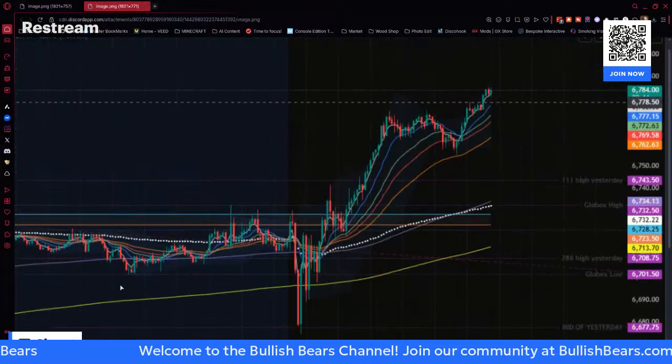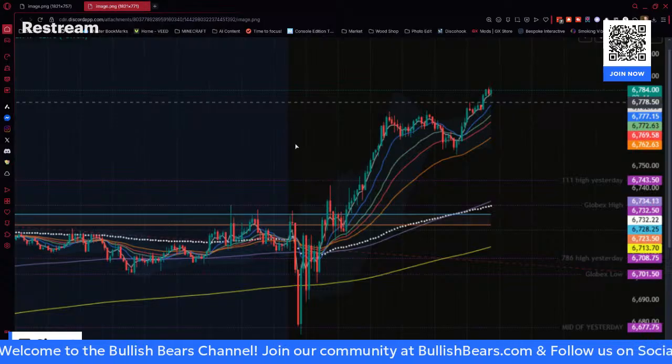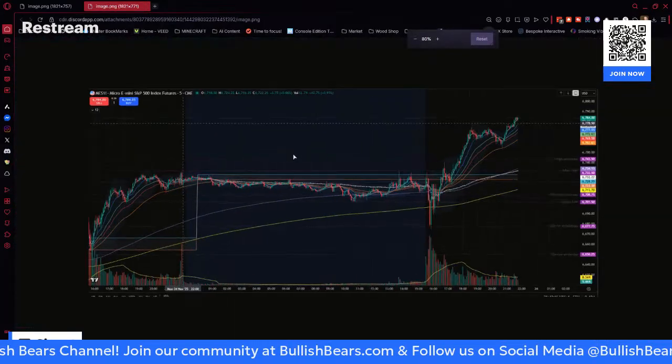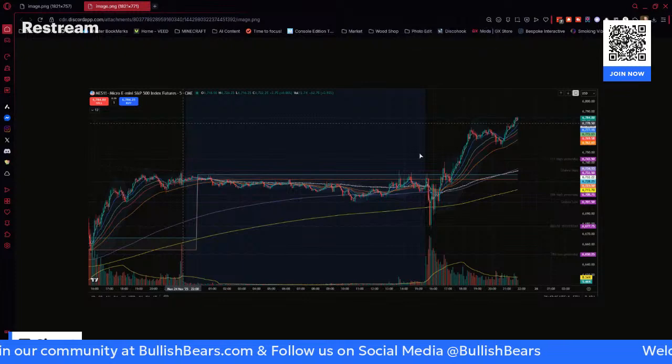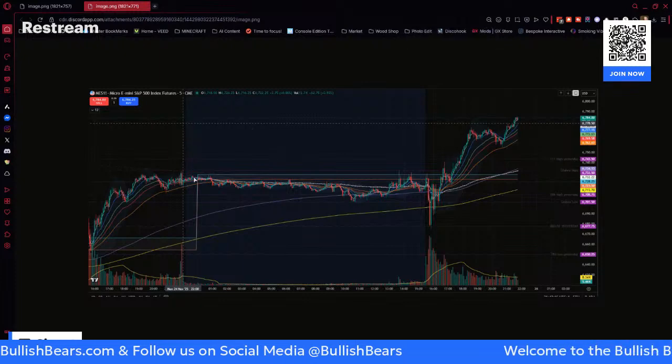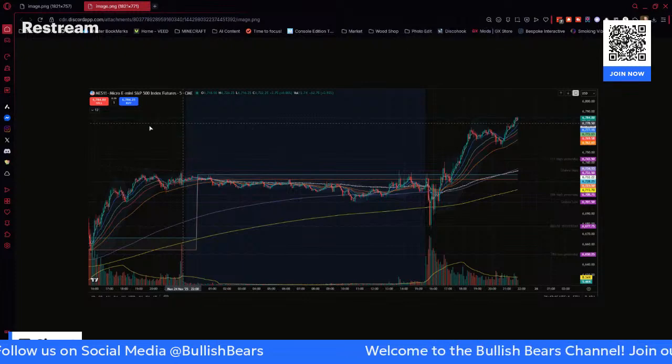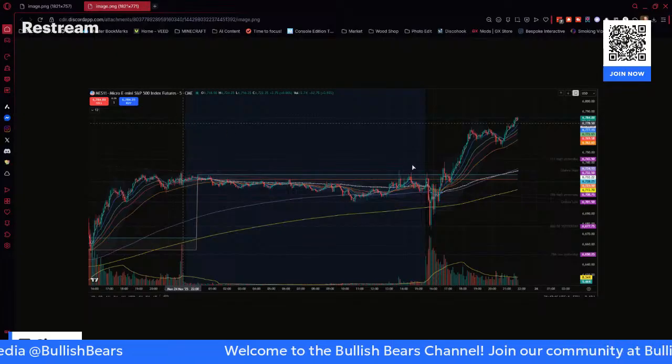What's that dotted line up there? Gotta zoom out. Zoom out. Not that much. Goodness. I don't know. Maybe your cursor, huh? Look, that's what it looks like. Your mouse cursor.